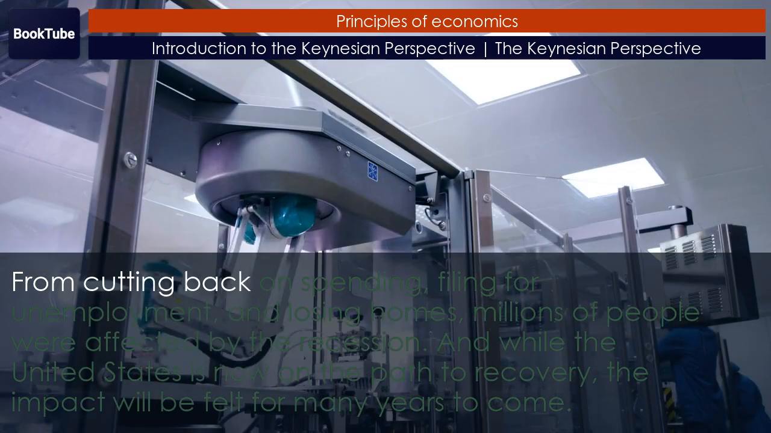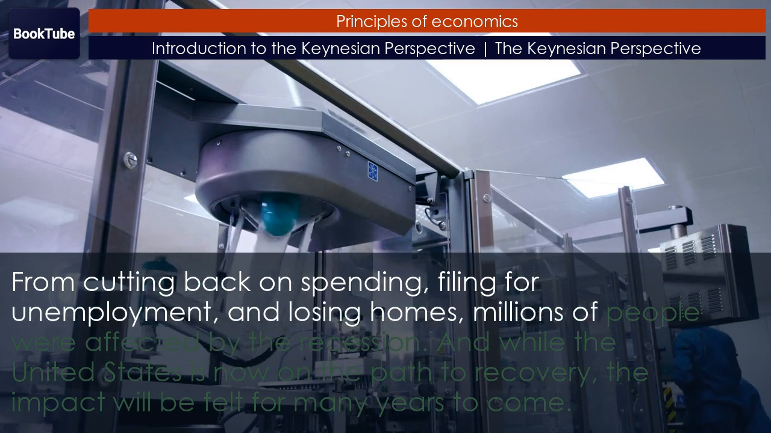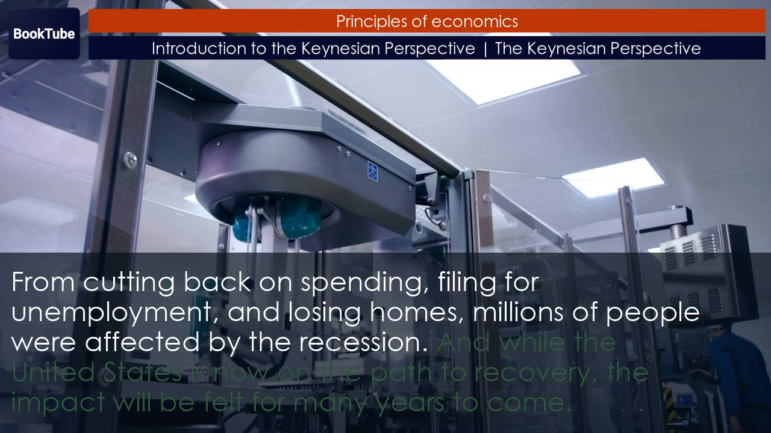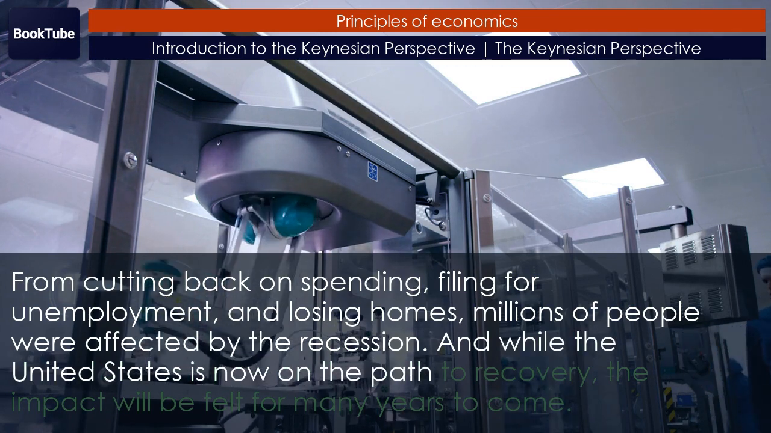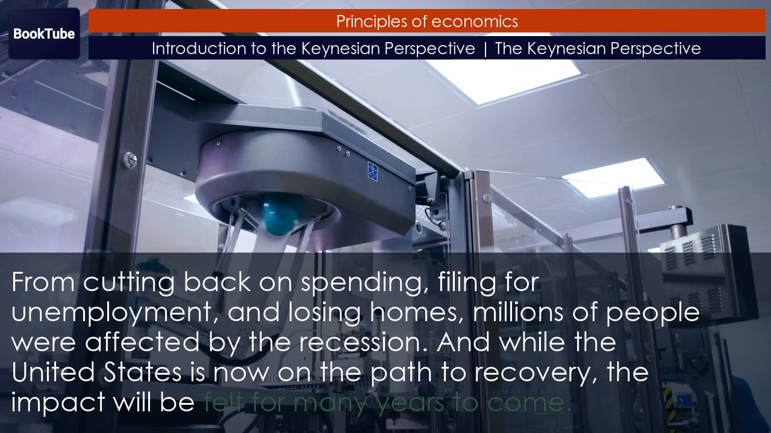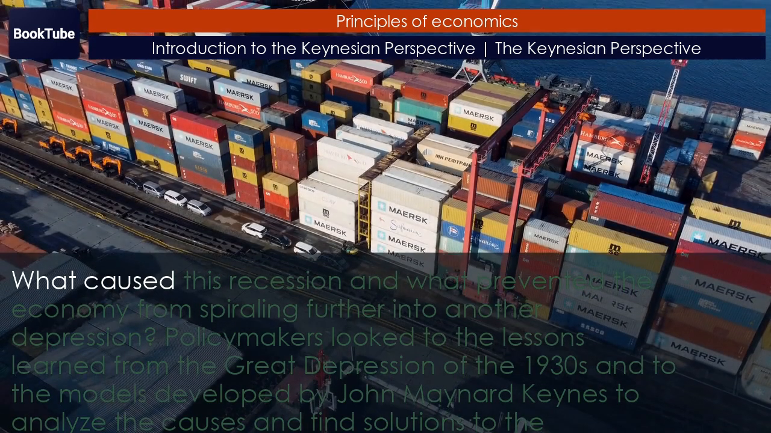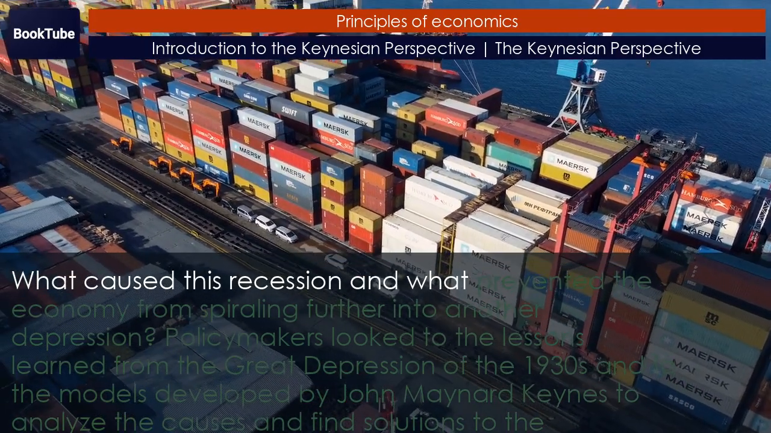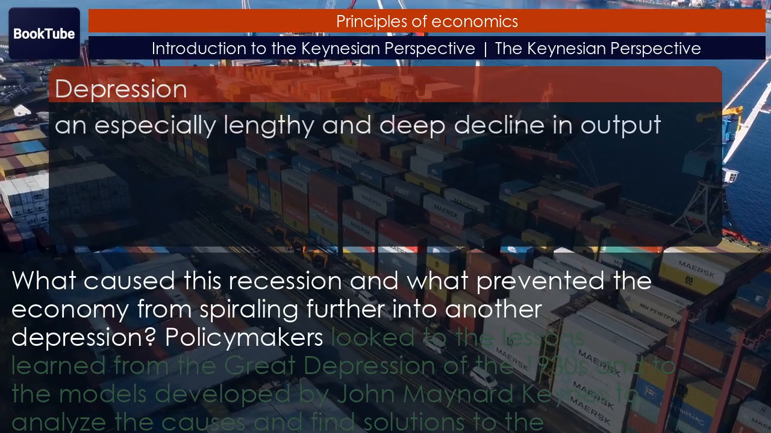From cutting back on spending, filing for unemployment, and losing homes, millions of people were affected by the recession. And while the United States is now on the path to recovery, the impact will be felt for many years to come. What caused this recession and what prevented the economy from spiraling further into another depression?